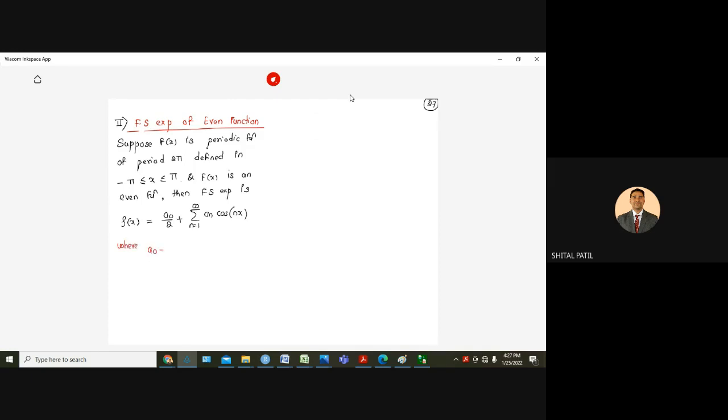And where, formula of a naught, what is the coefficient? It is 2 by pi, we consider interval 0 to pi, whatever interval. It is not minus pi to plus pi, 0 to pi, and therefore the coefficient is 2 by pi integration 0 to pi f of x cos nx dx. I hope everyone remembers the concept. Next, read on.